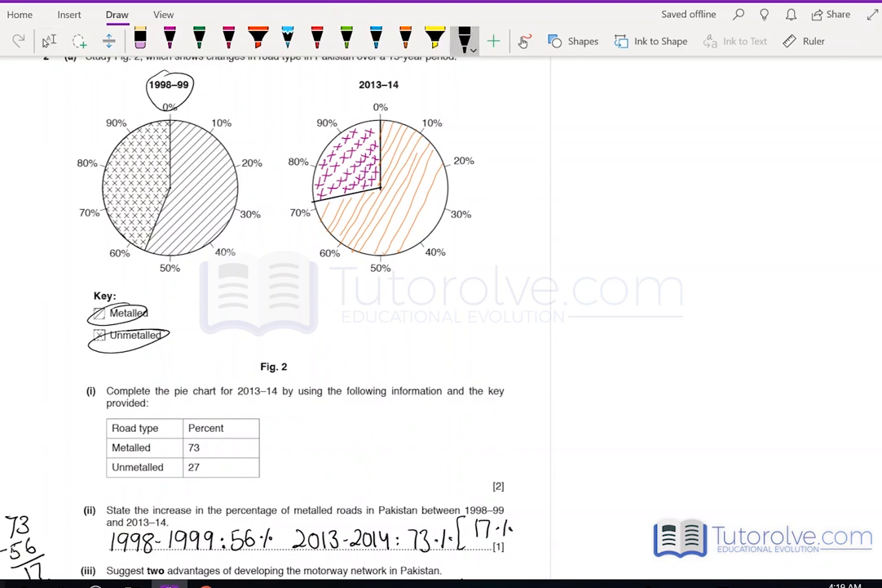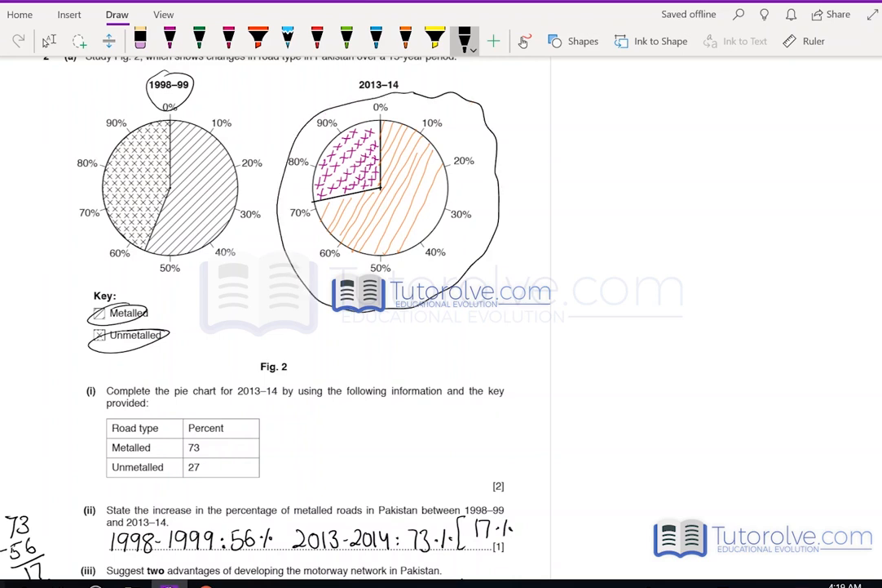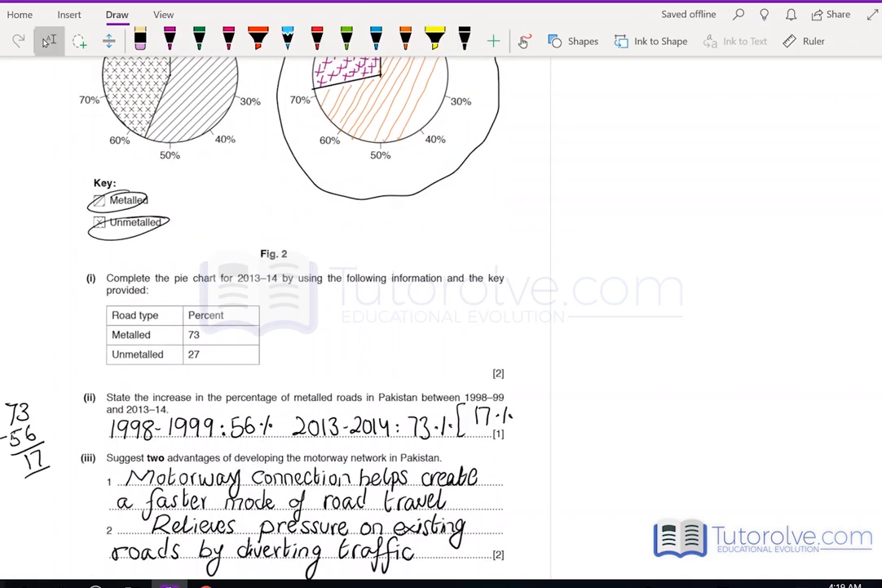So this is the key: 73% metalled, 27% unmetalled. So there is a vast increase in metalled roads rather than unmetalled roads. The graph would look something like this, the one drawn, and this is how you calculate the percentage.